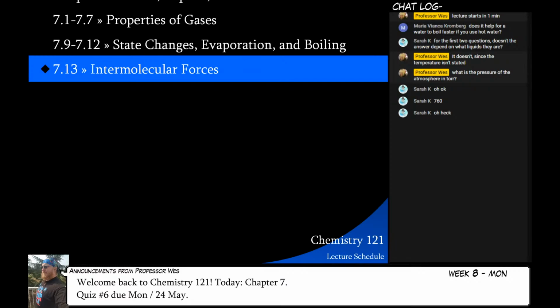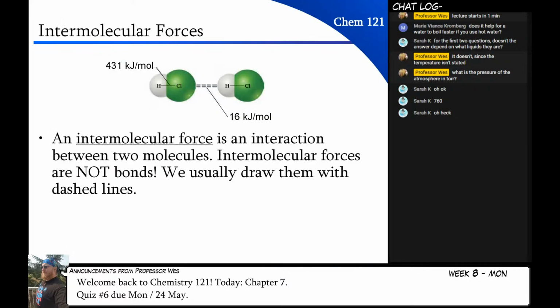Alright, so the last section of Chapter 7 is an explanation of these forces that we have alluded to the entirety of the chapter. What are the forces that hold molecules together, and through what magnitude? So, how strong are they? How weak are they? Are there different types and flavors? All those questions and more answered now.